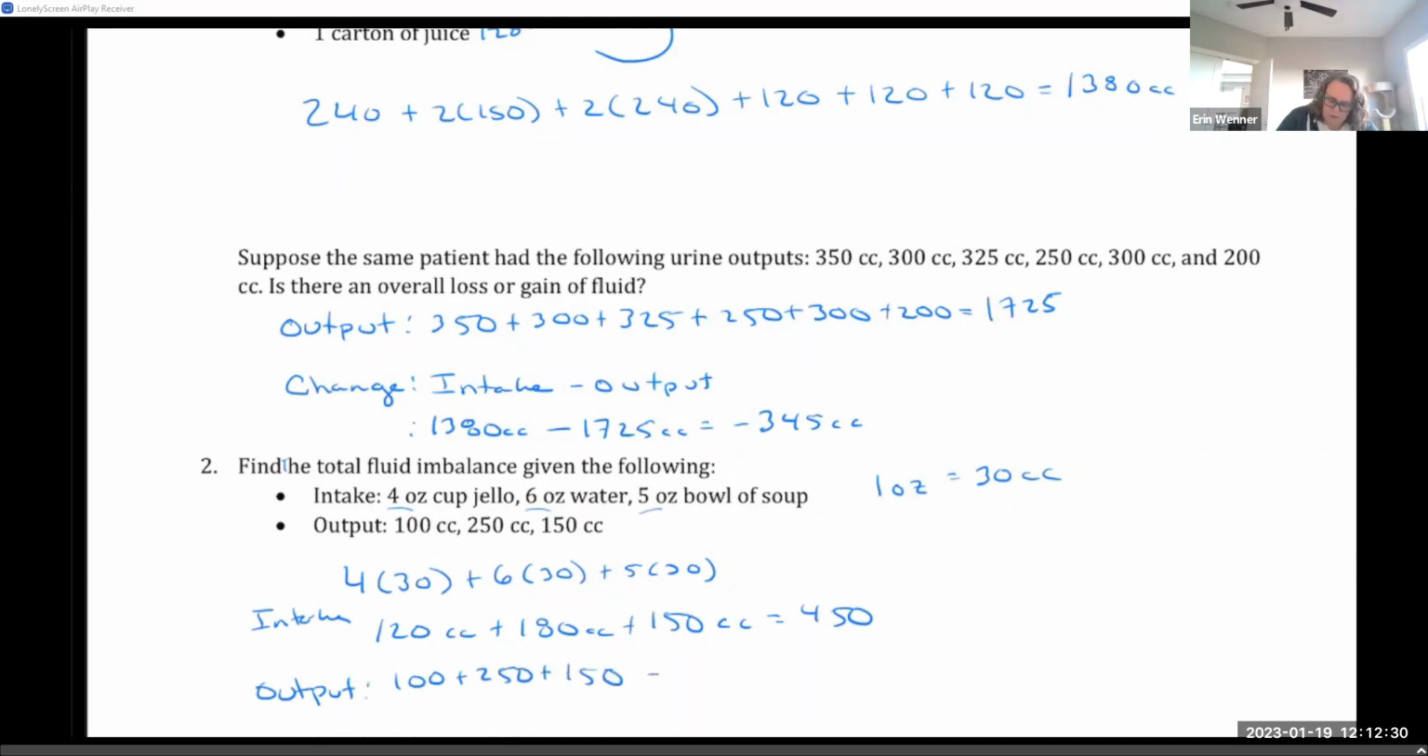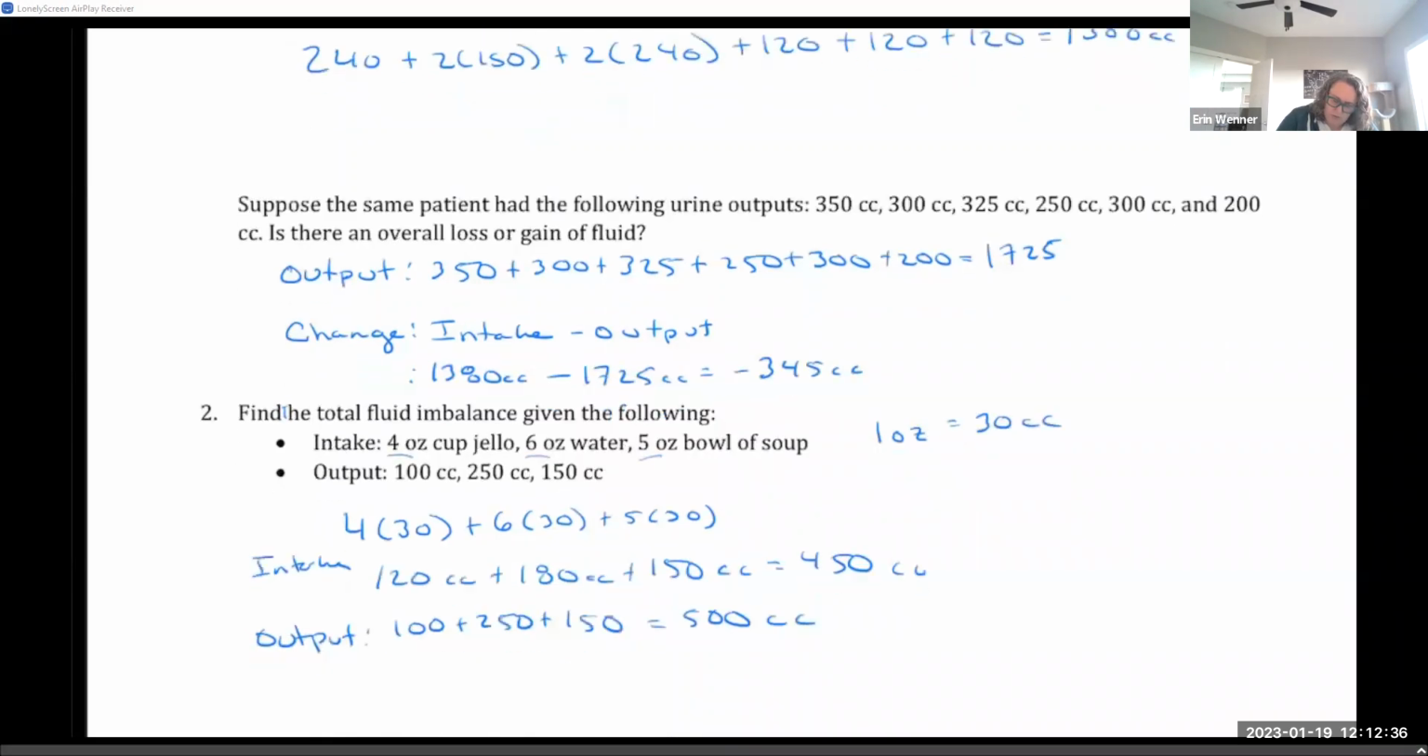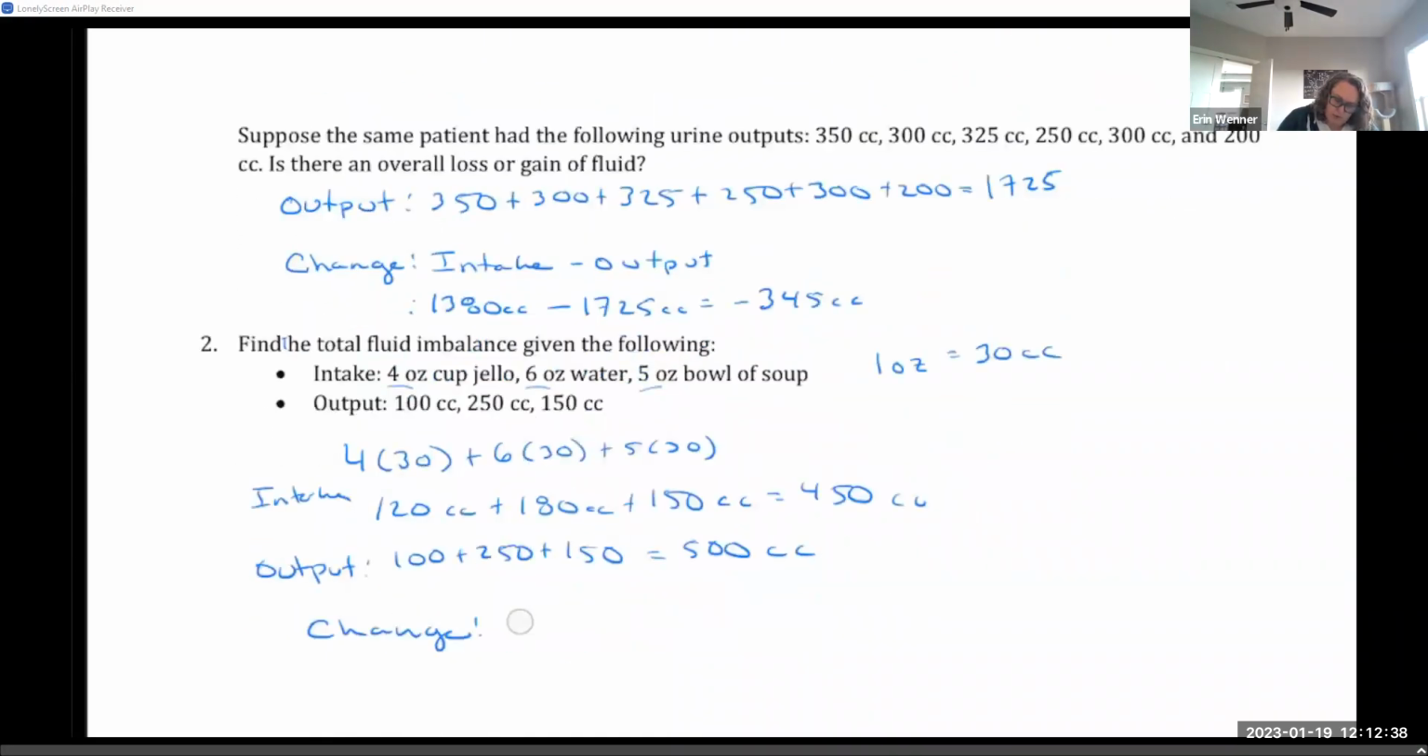So the change is, remember, always your intake first minus your output. Therefore, we have a loss of 50 cc's of fluid.